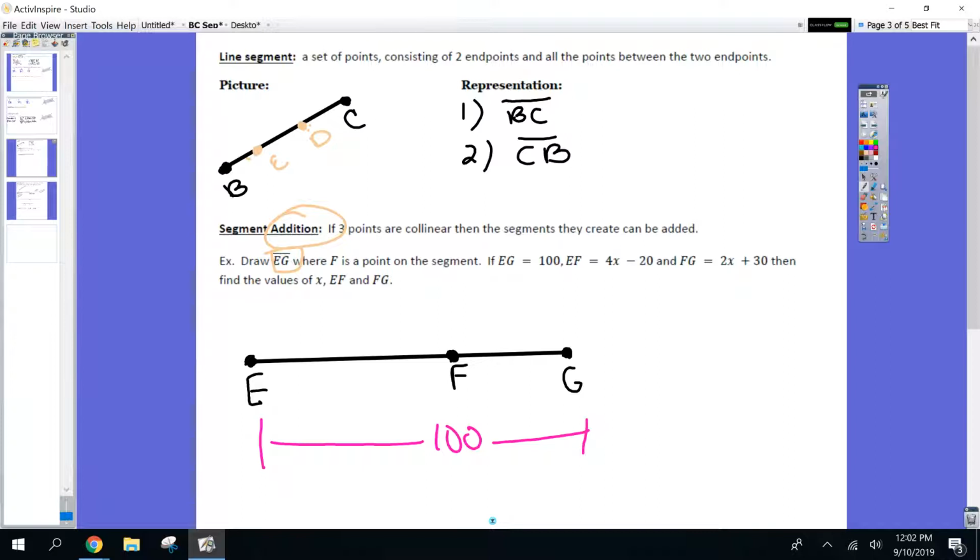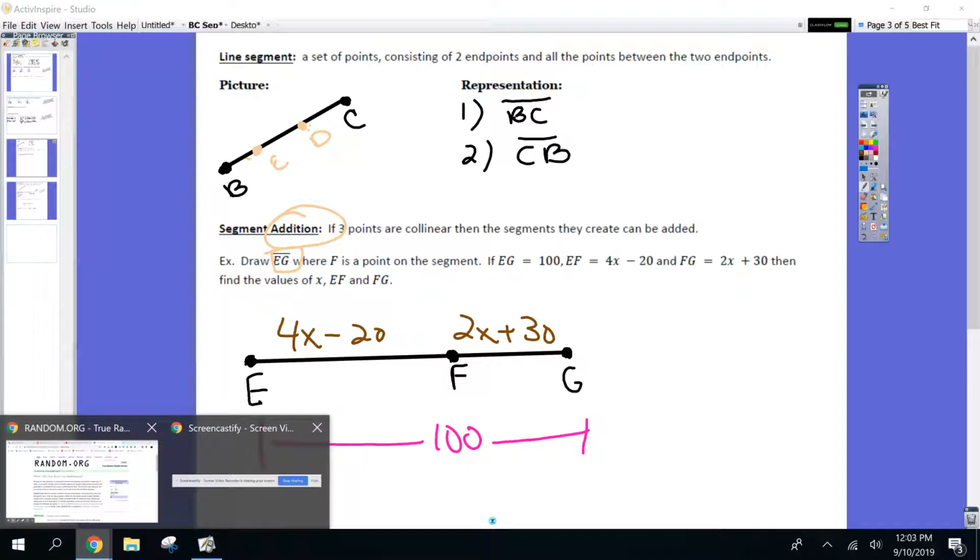EF is 4x minus 20. And FG is 2x plus 30. You got 3 jobs for me. Value of x, actual length of EF, and actual length of FG. 3 jobs for me right now. So I'm going to ask somebody, can you set anything up maybe for me to solve that would give me x first? Because that's where I got to start. I can't find EF or FG unless I find the value of x. So anything you can set up for me that'll find x.